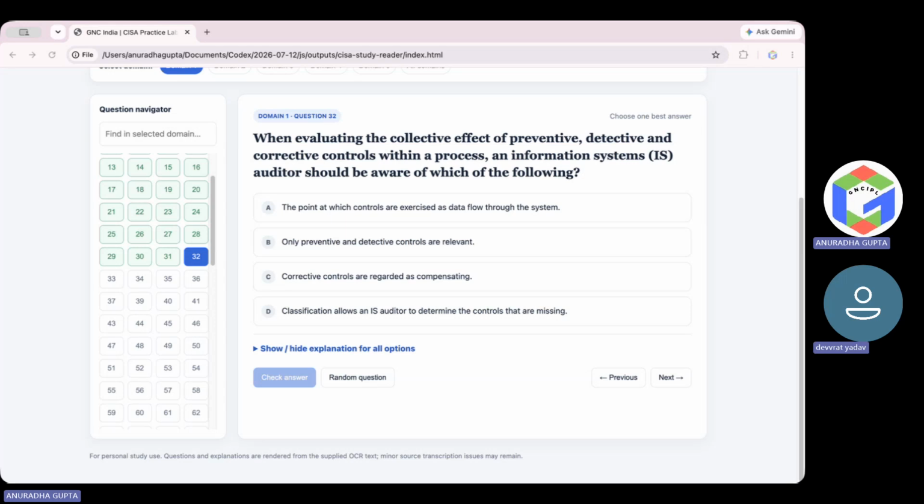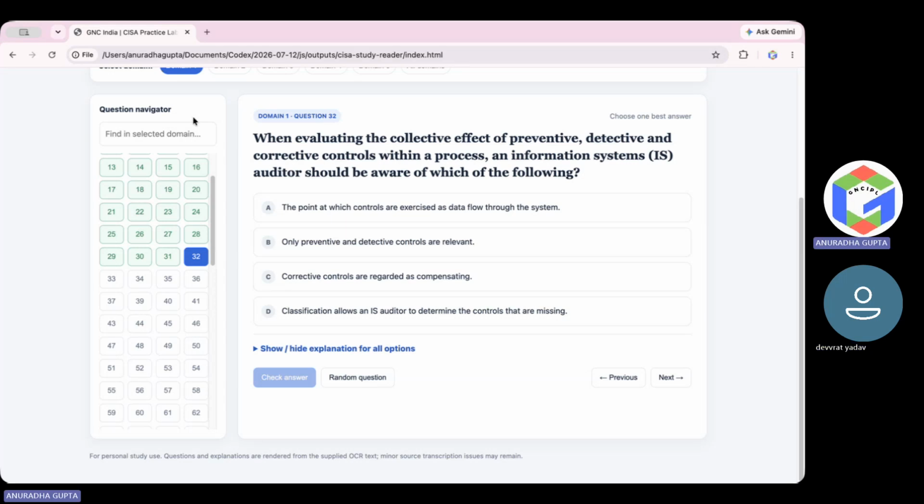Okay, and what is the basis of selecting A? Because the auditor has to consider the controls are exercised as data flow through this. So he has to focus on where the detection control has been implemented, where the correction control has been implemented. That's why I think A is much accurate.